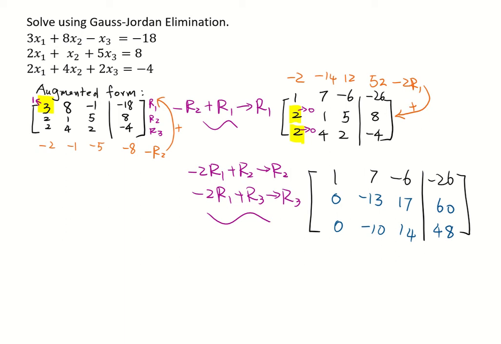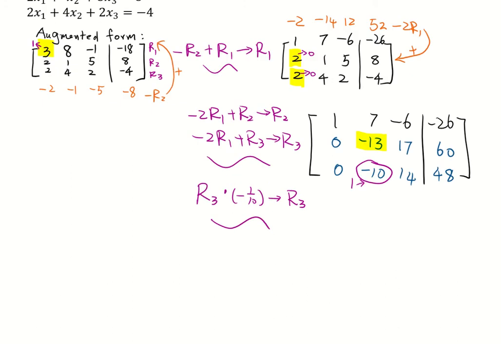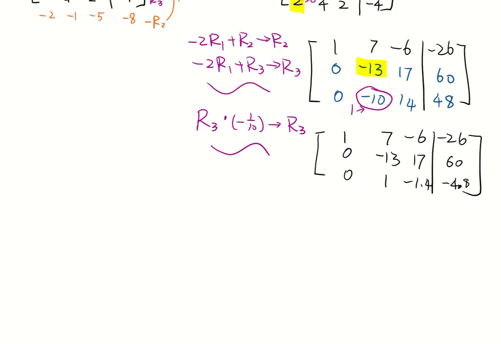Now let's look at the second column. I need this number to be 1. It's a little bit hard to change that negative 13 into 1. So I decide to work on this negative 10 first to make that number 1. And then I will switch R2 and R3. What I'm going to do is multiply R3 by negative 1 over 10. And then switch R2 and R3.